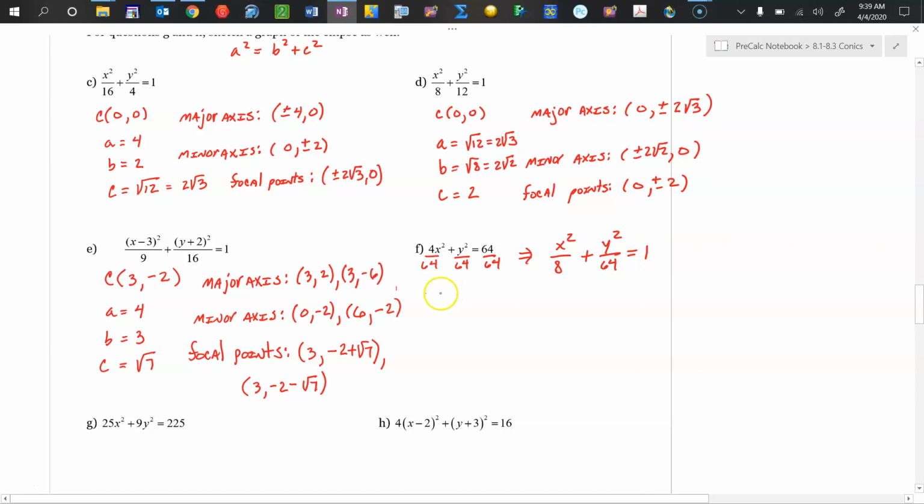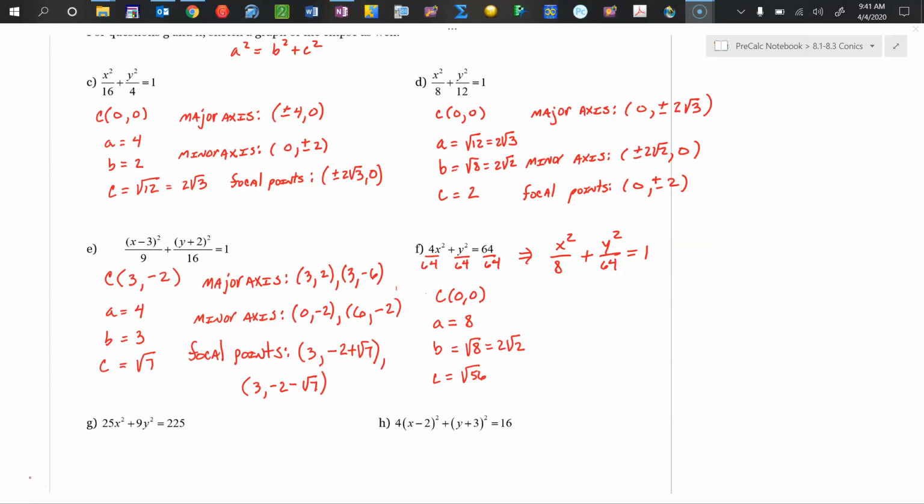Now that ellipse is in standard form. That ellipse has a center of 0, 0. The value of a is 8 because a squared is 64. The value of b is equal to the square root of 8, which is 2√2, and b squared plus c squared is equal to a squared. So what would you have to add to 8 to get 64? You'd have to add 56. So c is the square root of 56.